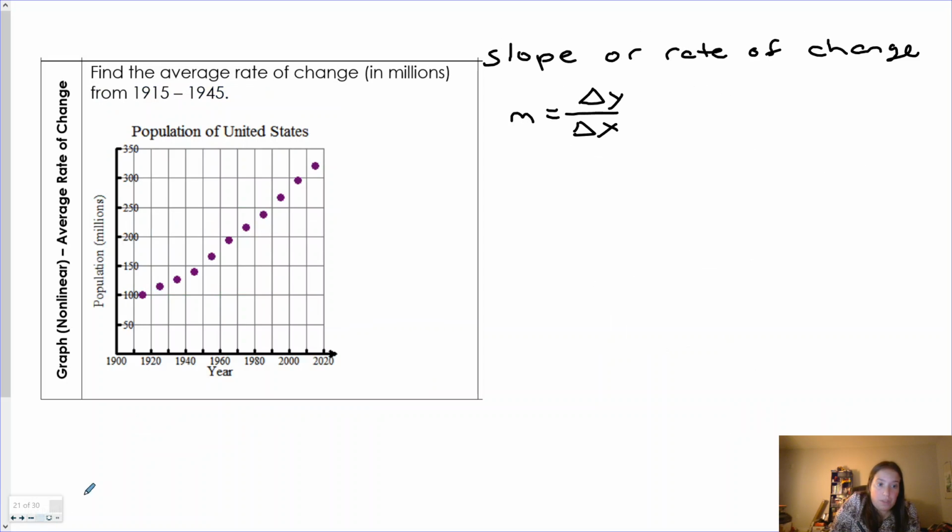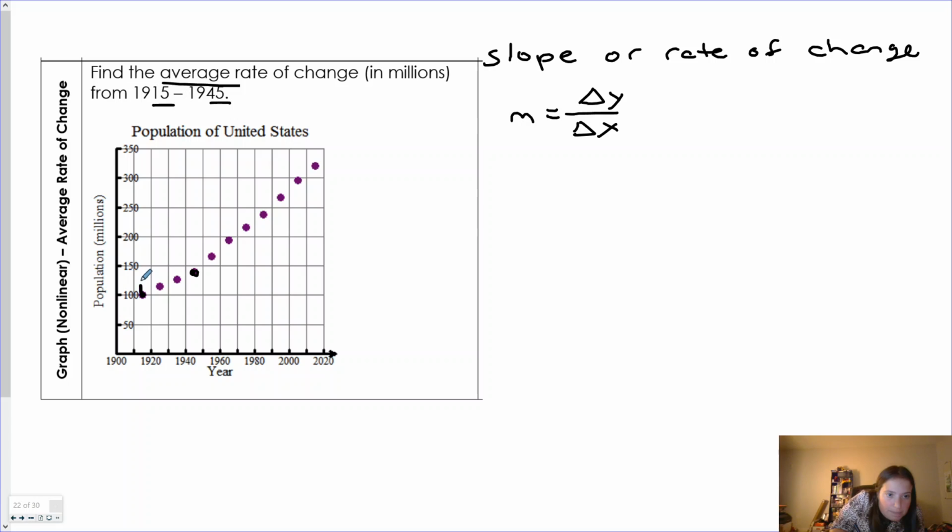So now let's look at one that finds average rate of change. Again, the only difference is that this graph is not linear. So we're going to use a linear representation between 1915 and 1945. 1915 is going to be this first dot right here, and 1945 will be right here. So it's pretty linear, but not quite.